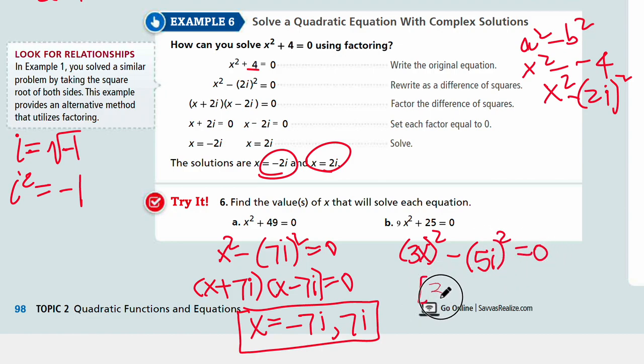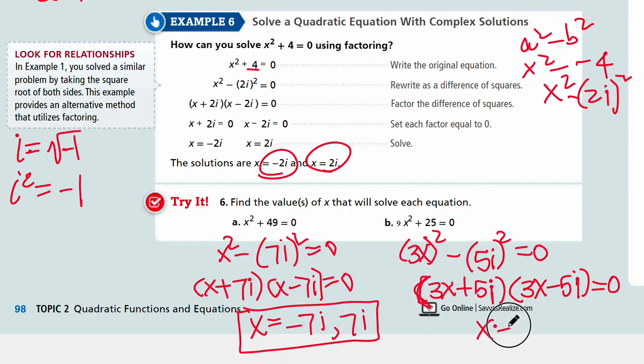And so your factors would be 3x plus 5i, and then times 3x minus 5i is equal to 0. So if you solve for x, you will find that x is equal to -5/3 i and positive 5/3 i.